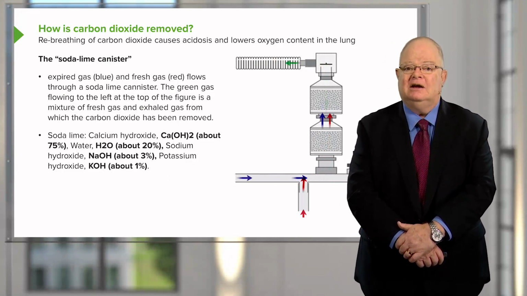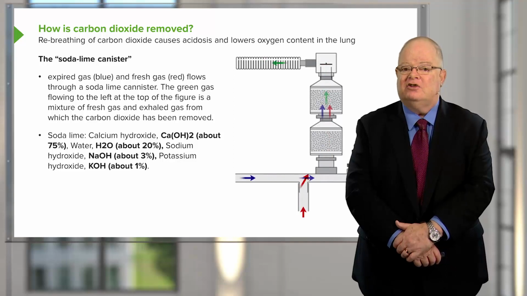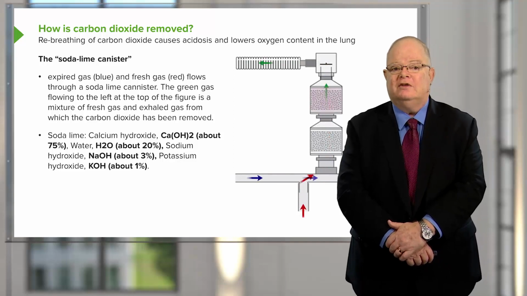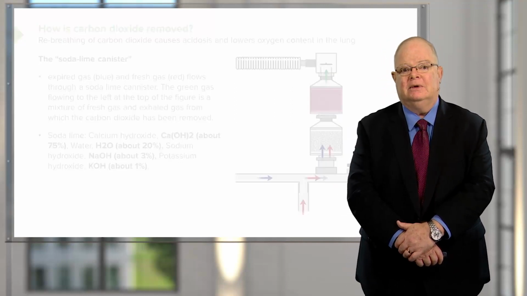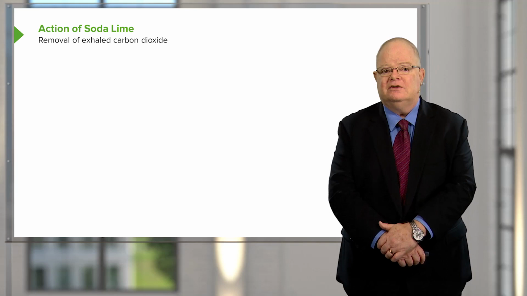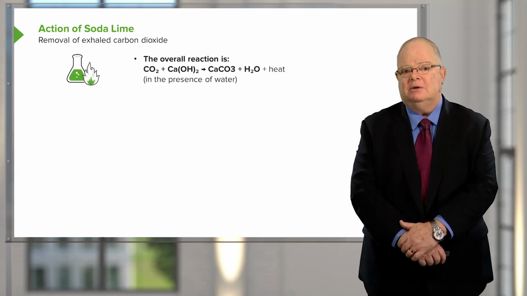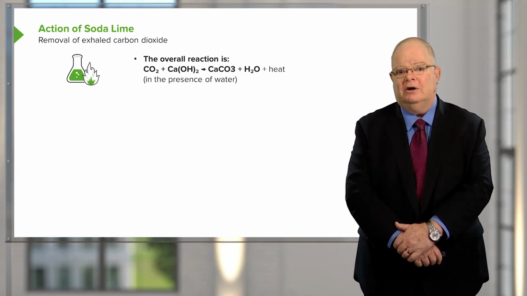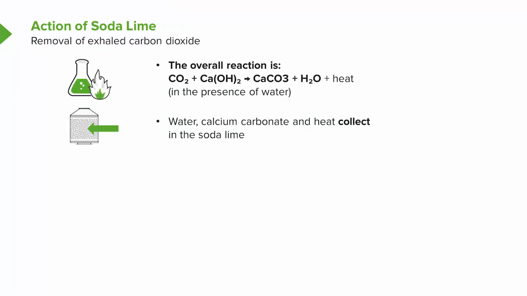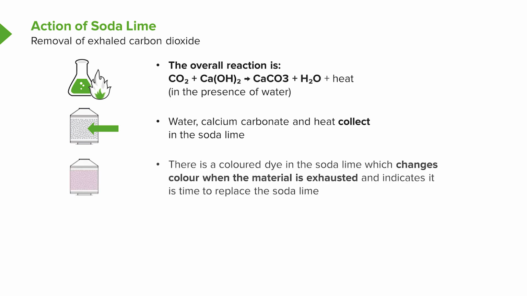And it has a color dye in it that changes color and warns the anesthesiologist that it's time to change the Sodalime. So the overall reaction, as I mentioned, is carbon dioxide plus calcium hydroxide leads to the formation of calcium carbonate and water and heat. Water, calcium carbonate, and heat collect in the soda lime. The colored dye in the soda lime, which changes color when the material is exhausted and indicates it's time to replace the Sodalime, shows up.